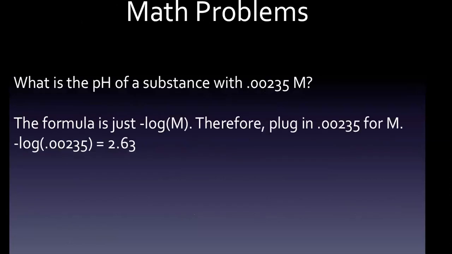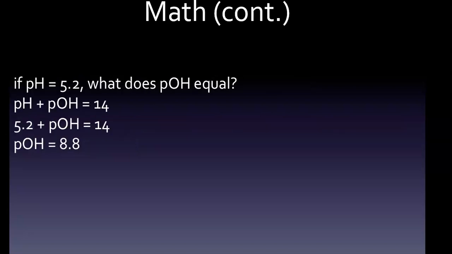Okay, and then a little bit of math. Here's a first question, very similar to one of our questions we saw at the beginning. What is the pH of a substance with 0.00235 M? You're going to need a calculator for these types of problems, which is provided. The formula is just the negative log of M. So therefore, we just plug in 0.00235 for M, so negative log of 0.00235, and that results in an answer of 2.63. So really, we just need to know the pretty simple process there, and you get the right answer.